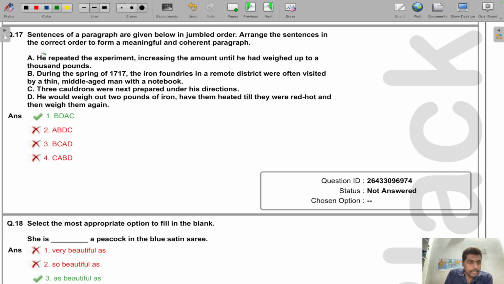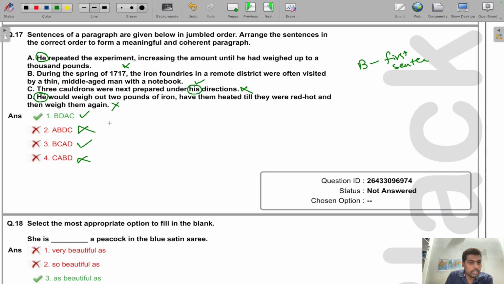Here they mention "he", so there is no possibility of it being the first sentence. Now the second sentence: during the spring of 1717 the iron foundries in a remote district were often visited by a thin middle-aged man with a notebook. They are trying to introduce a man, so this can be the first one. "Three colonists were next prepared under his direction." Who is "his" we don't know, so this cannot be the first sentence. "He", again, who is he we don't know, so this cannot be the first sentence either. So only B is the first sentence. Now eliminate the other options.